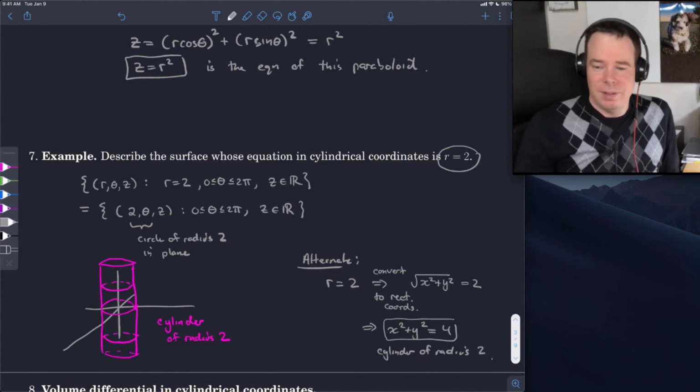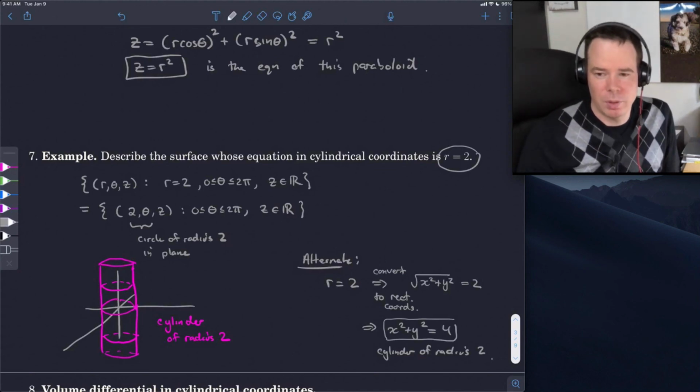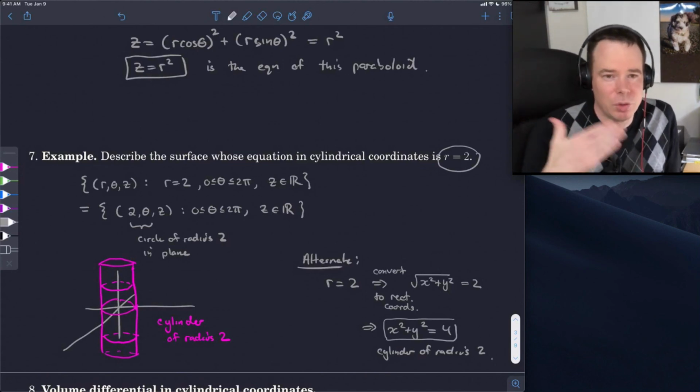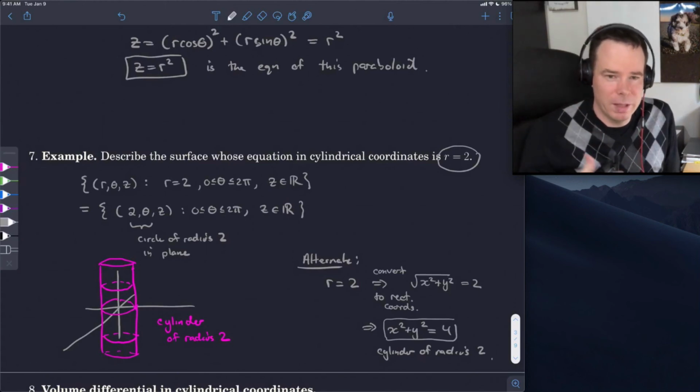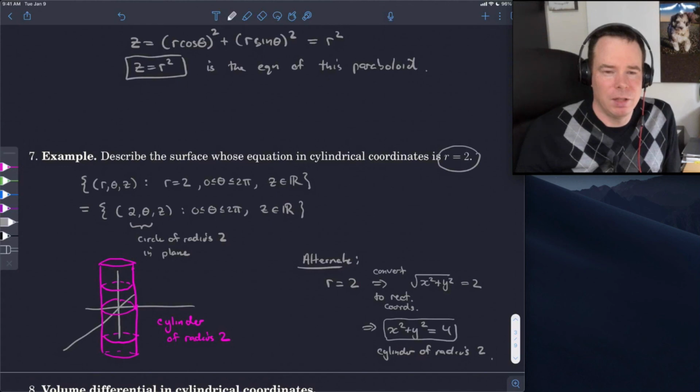This example was chosen specifically for a reason, because it illustrates where the word cylindrical comes from in the cylindrical coordinate system. The rectangular coordinate system has the property that when you take equations like x equals a constant, or y equals a constant, or z equals a constant, and you plot all those planes, what you get is planes that chop up your region into rectangular boxes. And so that's where the word rectangular comes from in our rectangular coordinate system.